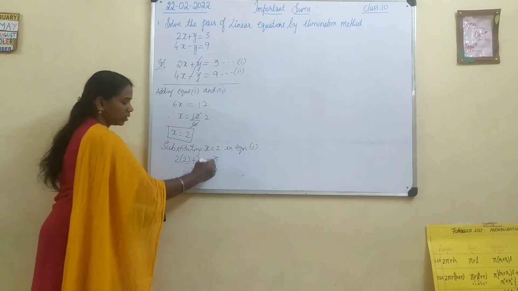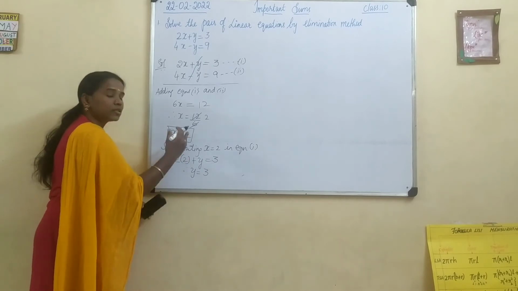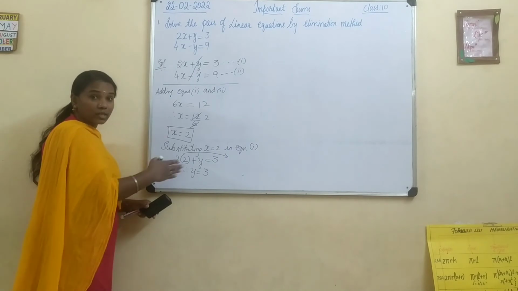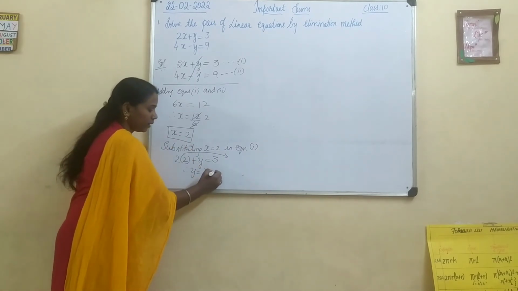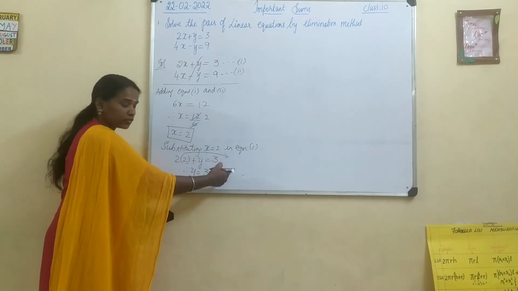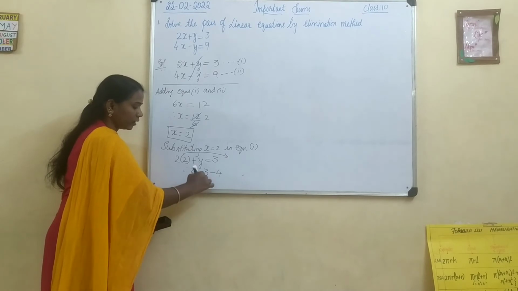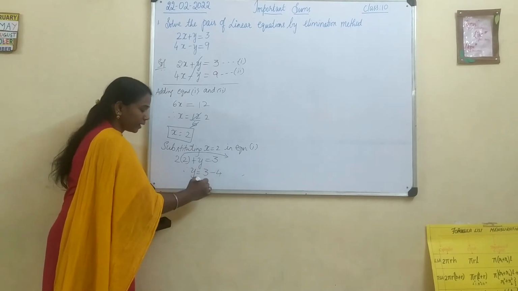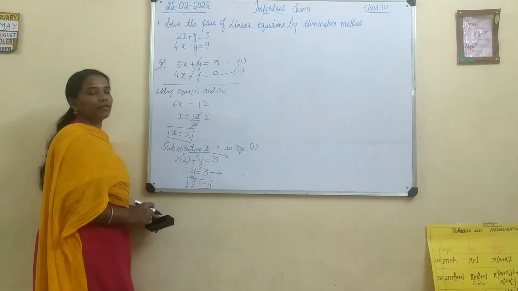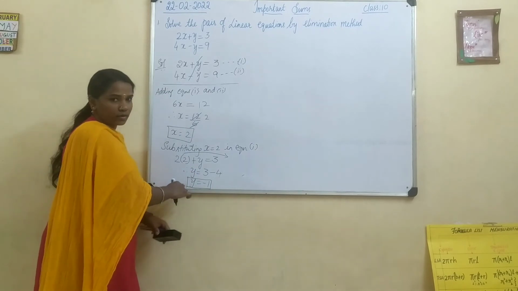y is equal to 3 as it is, and 2 twos are 4 here. This 4, which is on the left hand side, I am going to shift towards the right hand side. That is transposing. So it becomes minus 4. Now y becomes, what is the value of y? 3 minus 4 becomes minus 1. Yes, hence it is solved. So the values are x is equal to 2 and y is equal to minus 1.